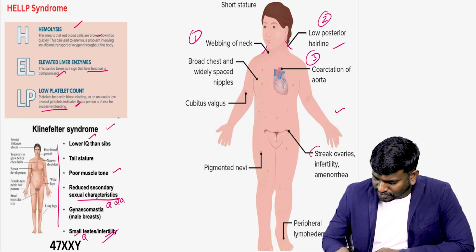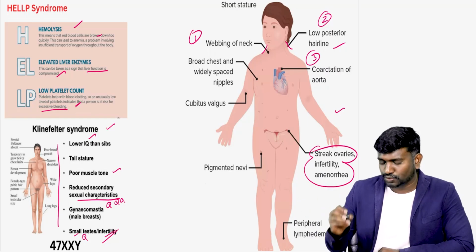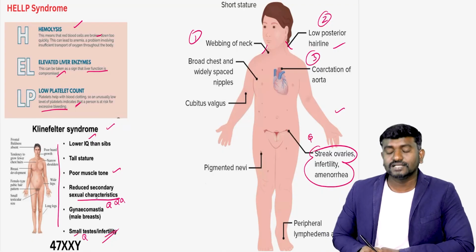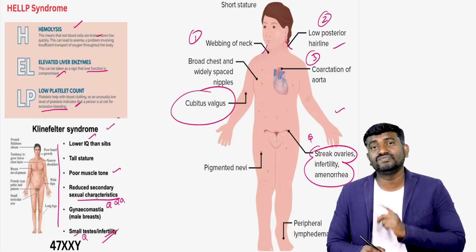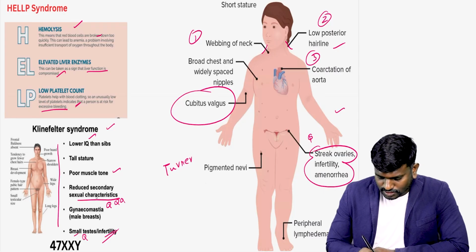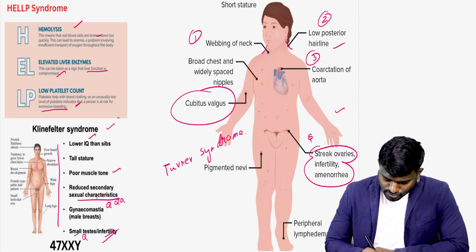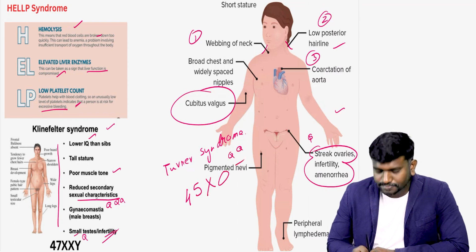Also, streaky ovaries. Please remember, if the question has the words streaky ovaries, mark it as what? Turner syndrome. And also remember cubitus valgus. These are classically the features of what? Turner syndrome. Yes, Turner syndrome. Also remember, it is due to 45XO. Very important question to revise.